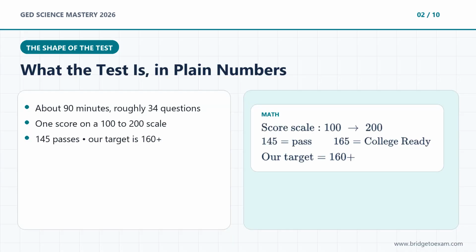Let's start with the plain shape of the test, so nothing surprises you on test day. You will have about 90 minutes and roughly 34 questions. Your work is scored on a scale from 100 to 200. A score of 145 is a passing score. 165 is the start of the college-ready band. In this course, our target is 160 or higher. That sits safely above passing, and it is knocking on the college-ready door. It is ambitious, but it is completely reachable.